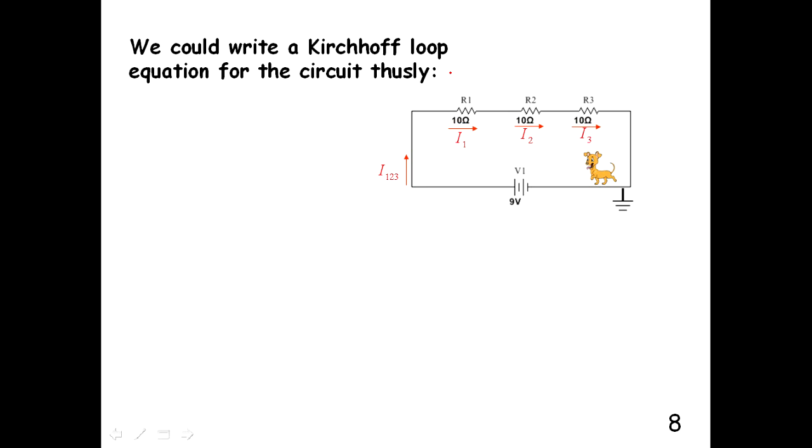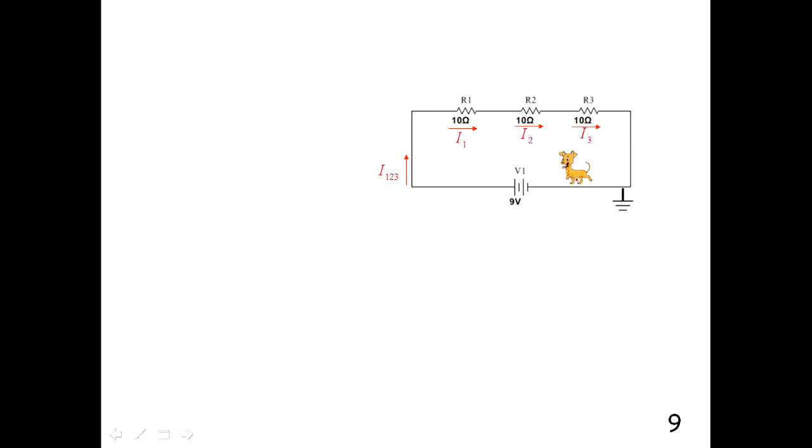We can do a Kirchhoff's loop equation thusly by taking this little dog and having him walk around a loop. And we're just going to put the ground there just so we know that where we're starting is 0. We don't have to do that. I just did that because I thought it would be conceptually easier for our first problem. There's the dog. It's about to walk around the 9-volt battery.